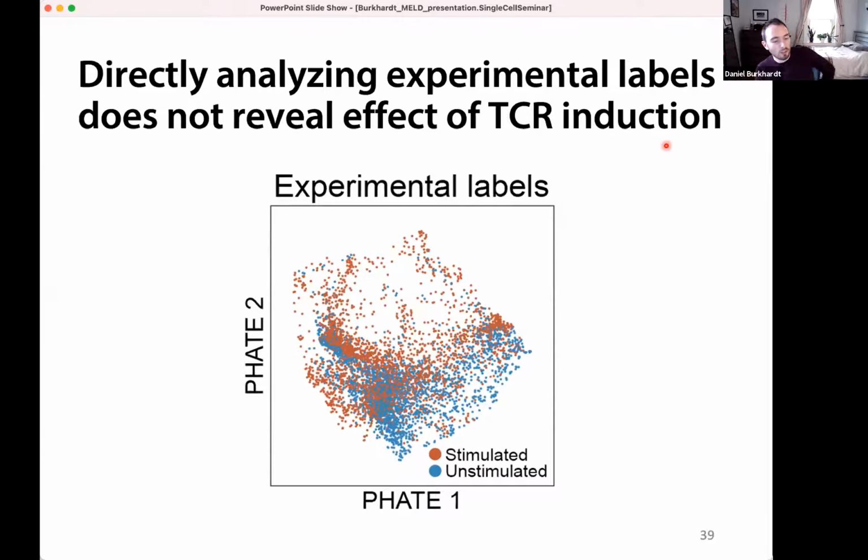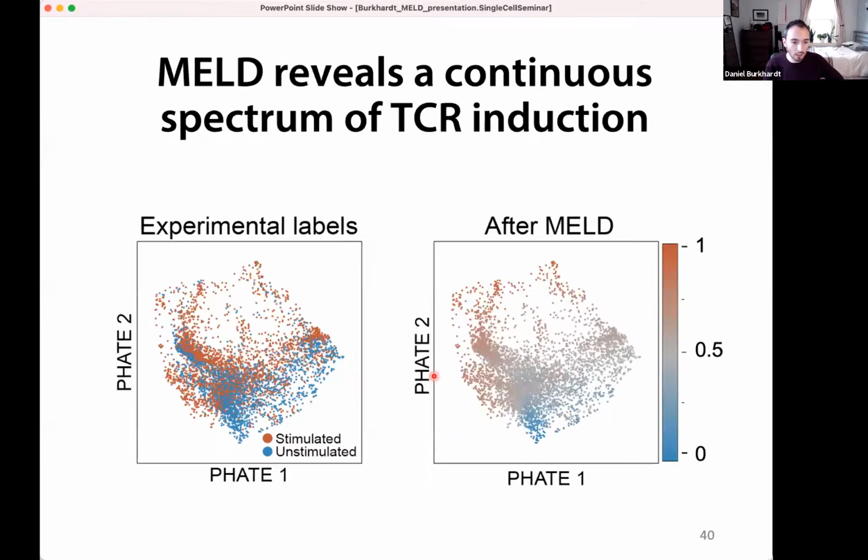Great. So at this point, I hope everyone is comfortable with the idea that we have some estimate of the likelihood that a cell is going to be observed in one condition or another. And here I'm showing you again this T-cell data set from that same experiment I was talking about before, stimulated, unstimulated. The result after you run MELD is a continuous spectrum of TCR induction.